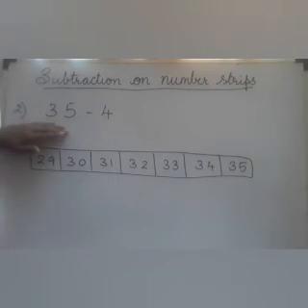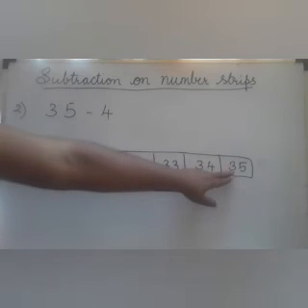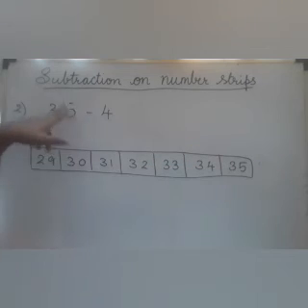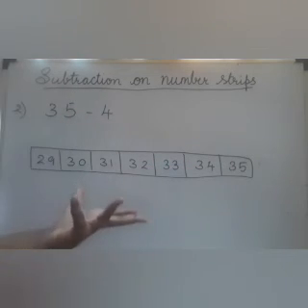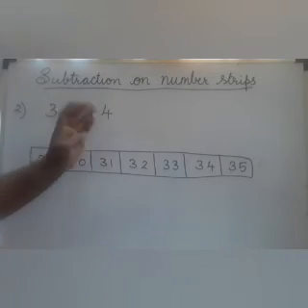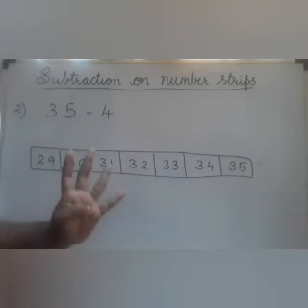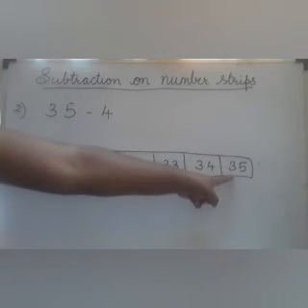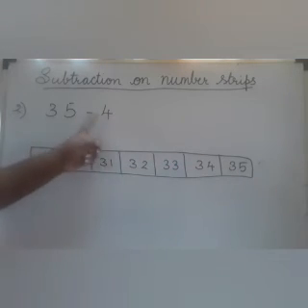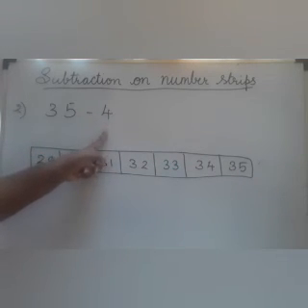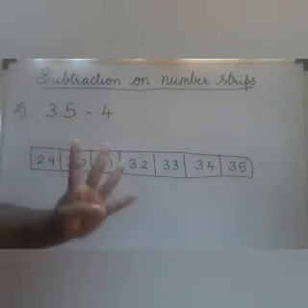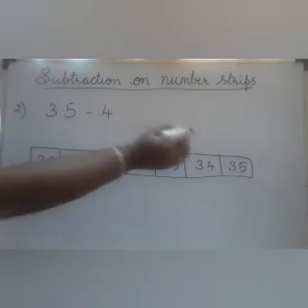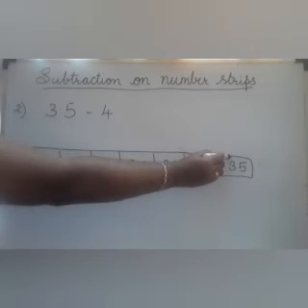Look at the question. The first number is 35. So we know from where we want to start the jumping. We want to start the jumping from 35. Look at the second number. How many backward jumps? We want to make 4 backward jumps. From 35, let us start the jumping.